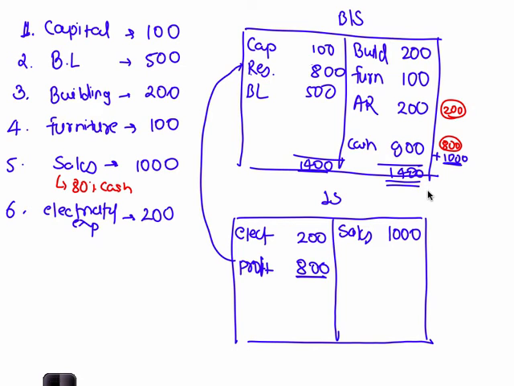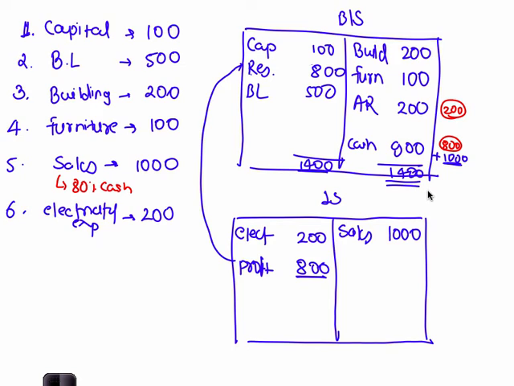Any step you want me to repeat again? Clear? So what are my sources of funds? Owner invested 100, then owner reinvested profits of 800, bank loan 500. And what is the application of these funds? 200 into building, 100 into furniture, 200 in accounts receivable, and 900 with you in cash.